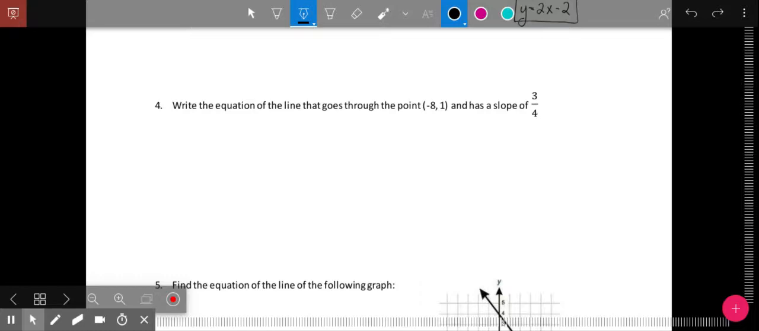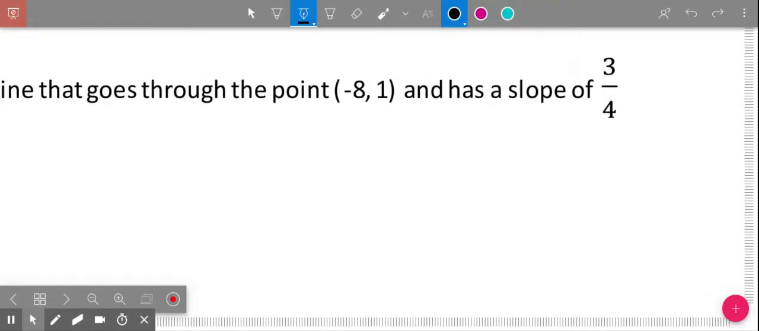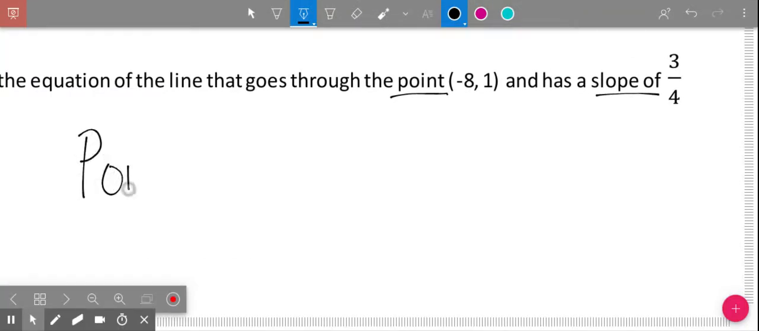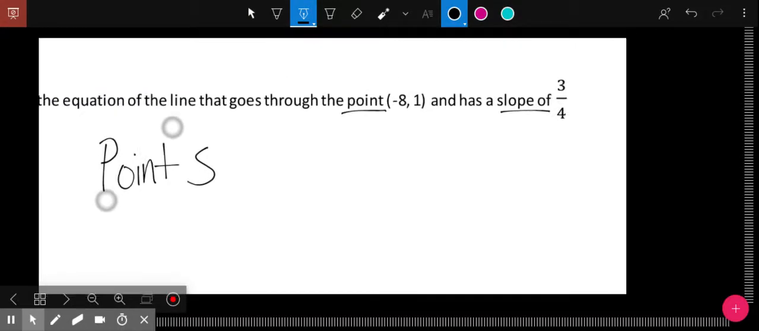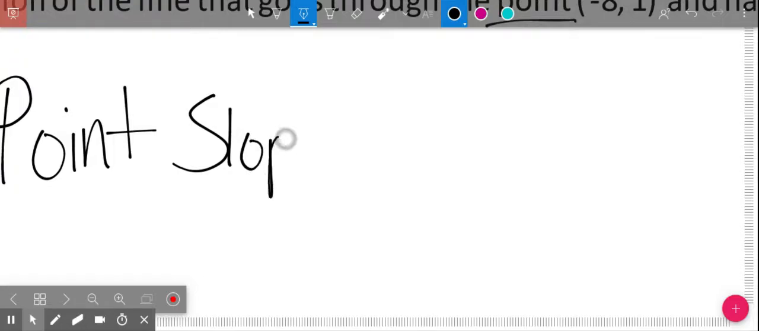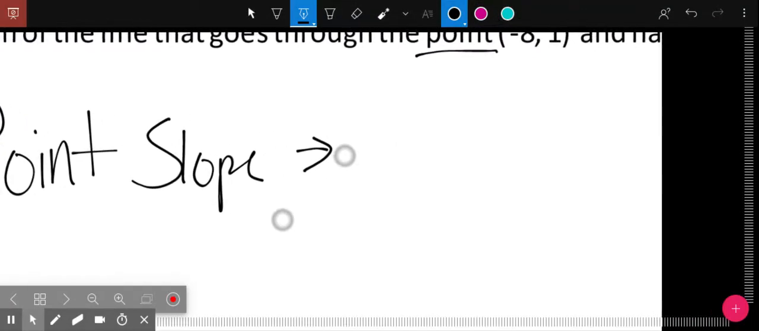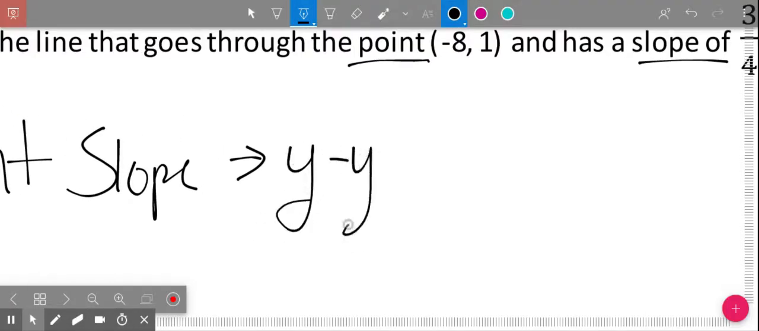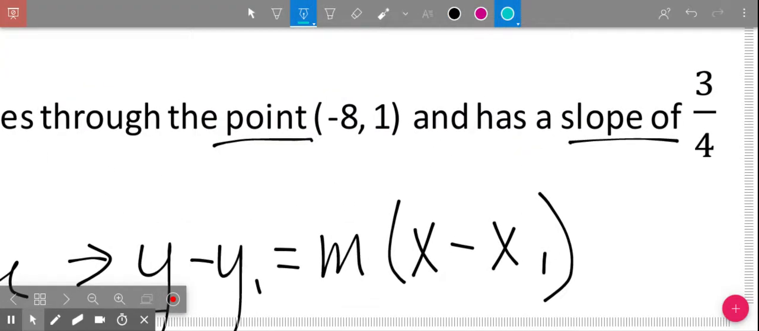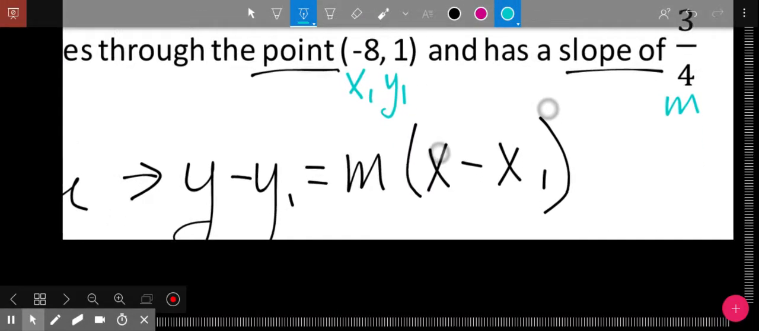All right, so I hope you tried this one on your own, and then you can check your work with mine. So I gave you a point and a slope. Since I gave you a point and a slope, this is going to be point-slope form that we have to use. Even though it doesn't say slope-intercept form, we're going to do that anyway. So point-slope form is where we need to start, which is y minus y1 equals m times (x minus x1). So we're going to look at all of our pieces. This is my x1 and y1, and that's my m. We're just going to substitute everything in.